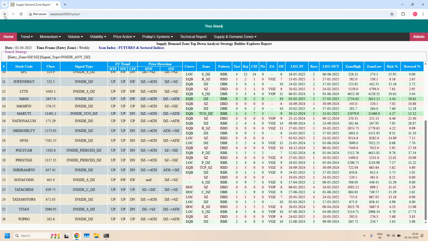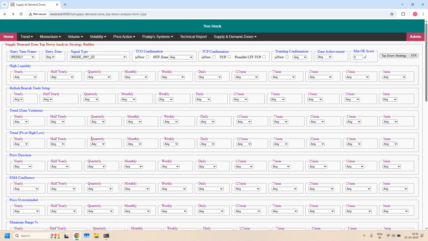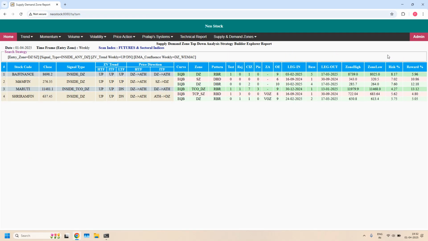weekly EMA confluence. Weekly demand zones having weekly EMA confluence. So enable the filter, and also trend on the weekly should not be sideways. It can be up or down. So we got 4 stocks. These weekly demand zones having weekly EMA confluence and also current price closed inside the weekly demand zone. Okay.